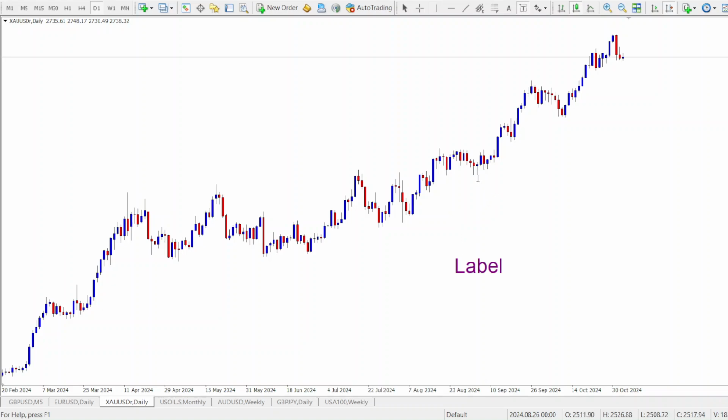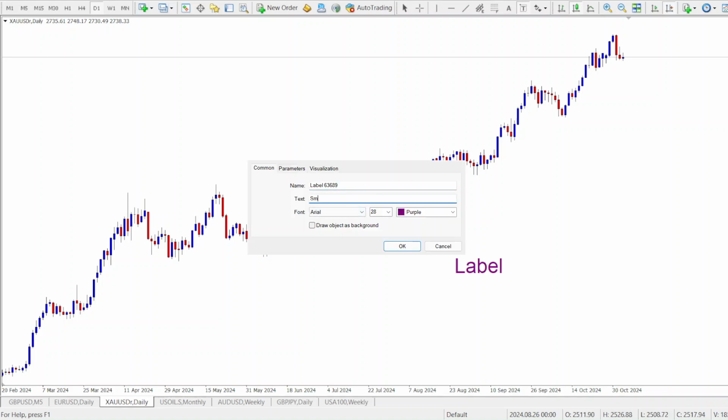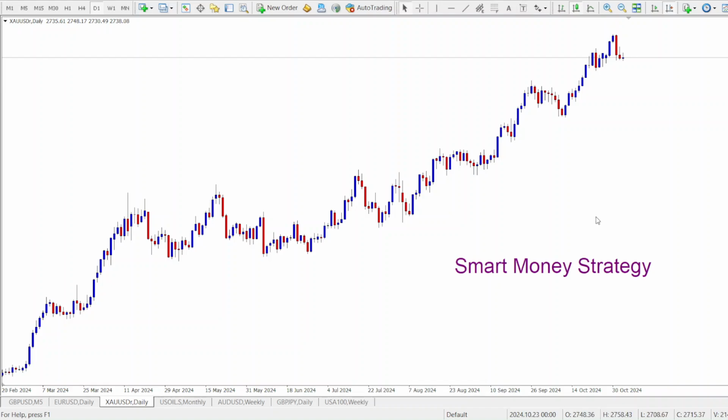Okay, so in case you have not heard of the concept before, then stay tuned as we dive into this topic. And even if you are already familiar with the smart money strategy, then I believe you could learn something new.